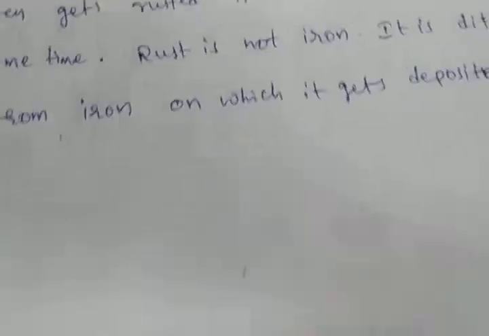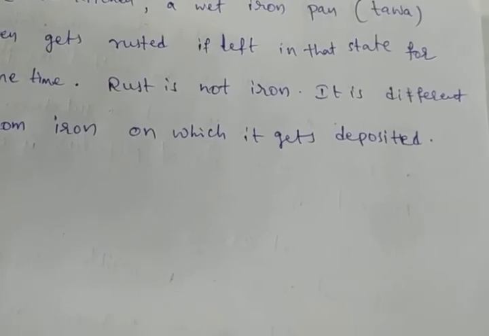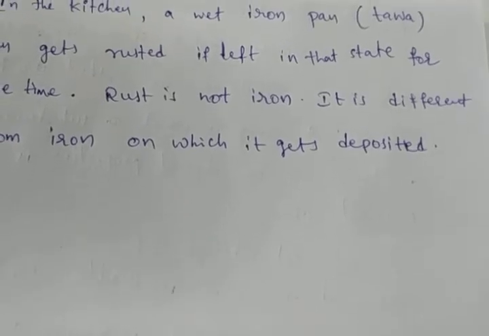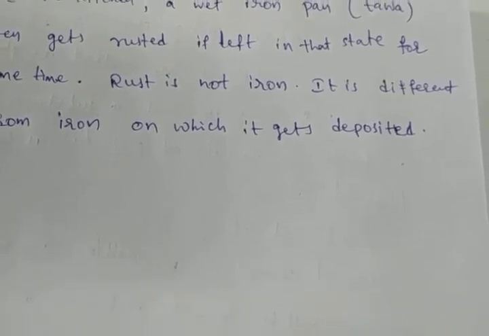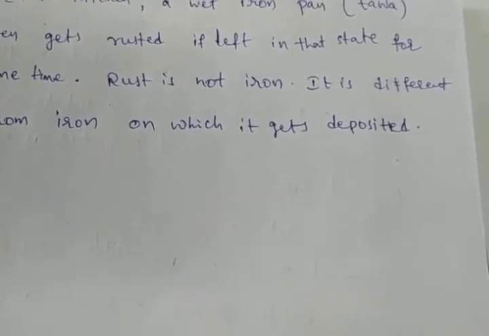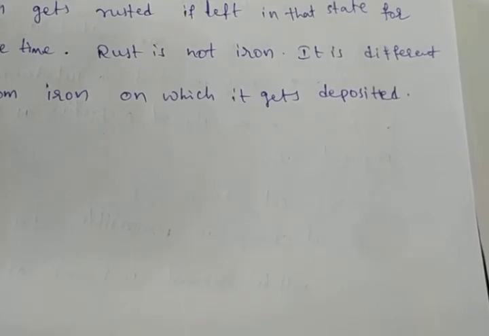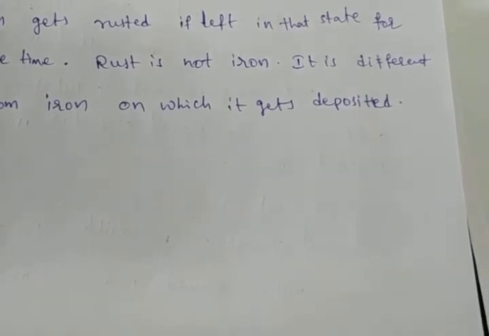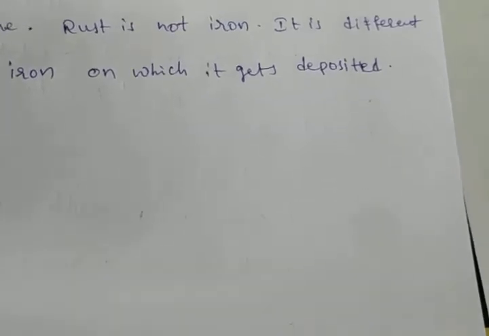Okay, from these activities we can easily understand chemical change means a change in which new substance will be formed. It is an irreversible change. In general life we are observing iron gates, or in the kitchen a tawa, a wet iron pan also gets rusted. Iron gates in your home, if those gates are exposed to moisture, what will happen after some days? It will get rusted. That's why we are painting the rusted gates.